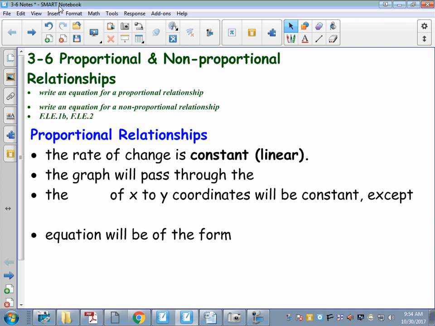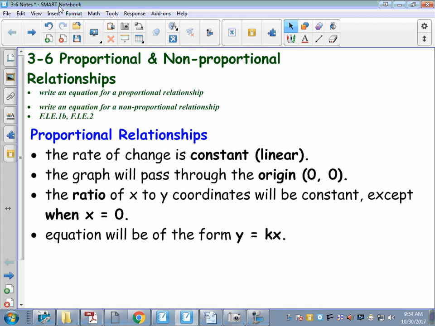So in proportional relationships, the rate of change is constant. It will always be linear. So you can look at the slope and determine if it's a constant rate of change. The graph will pass through the origin every single time. In order to be proportional, (0, 0) has to be part of that data. The ratio of x to y coordinates will be constant, except when x is equal to 0, because when you multiply by 0, it just turns into 0.